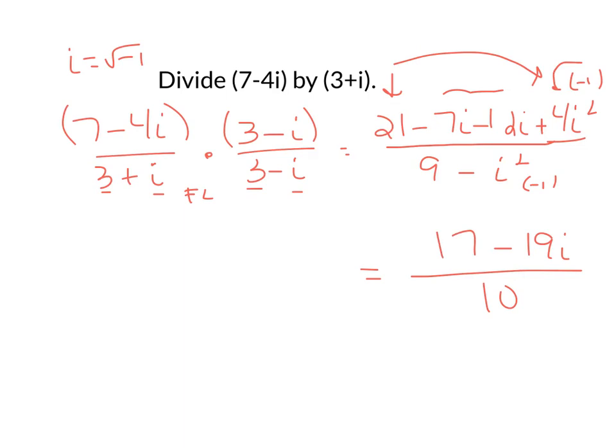Now, one thing to look for, be careful, look at all three numbers, see if you can reduce them in any way. Take a number out. This time we can't. Nothing goes into 17, 19, and 10, so I'm completely done.